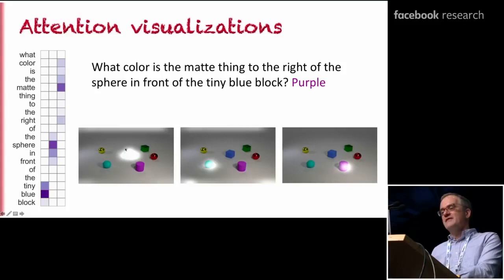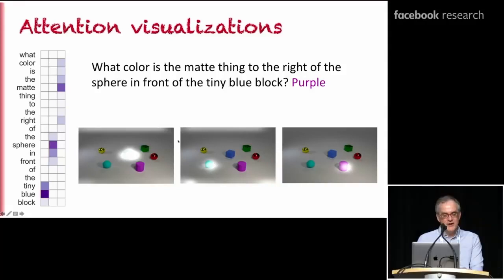So what we find is that for the first time step, it focuses in the language on teeny blue block, and it finds the teeny blue block in the picture. Then it focuses on the sphere in front of, and it finds the sphere in front of. Then it says what color is the matte, it focuses on that, and it answers correctly and gives the answer purple.